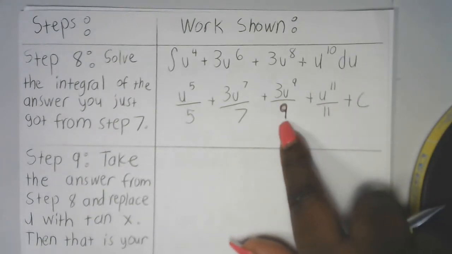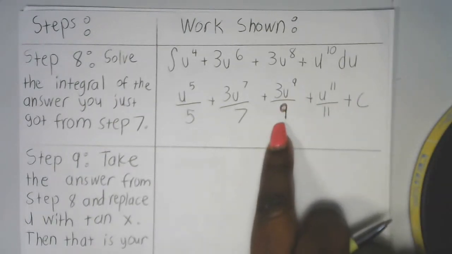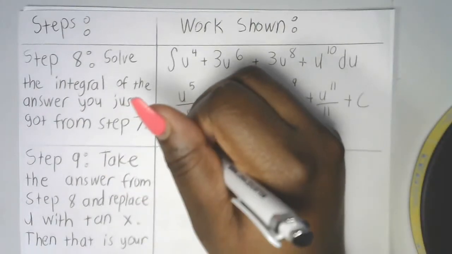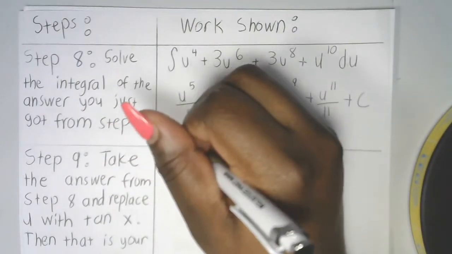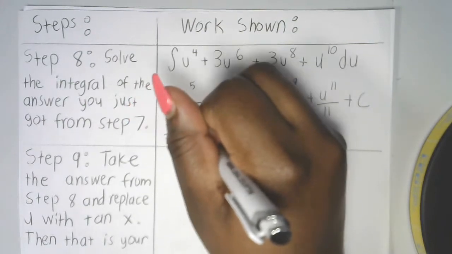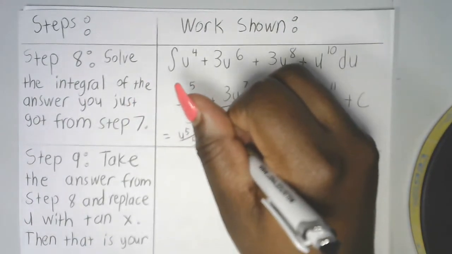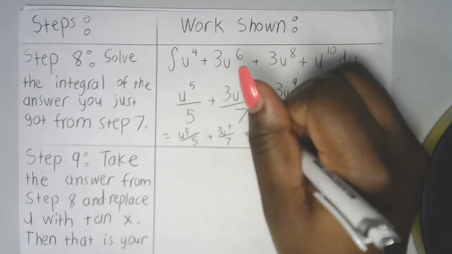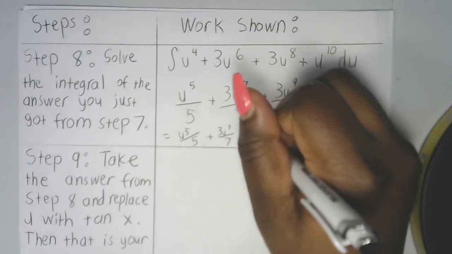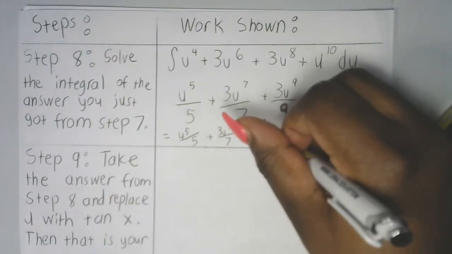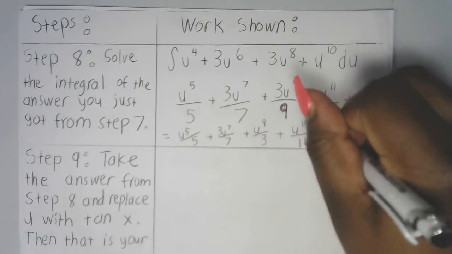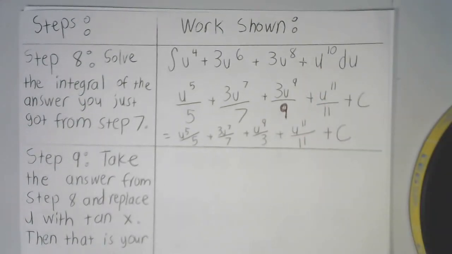Now, this 3u to the 9th over 9 can be simplified because 3 over 9 simplifies to 1 over 3. So we can write u to the 5th over 5 plus 3u to the 7th over 7 plus u to the 9th over 3 plus u to the 11th over 11 plus c. So that's it for step 8.